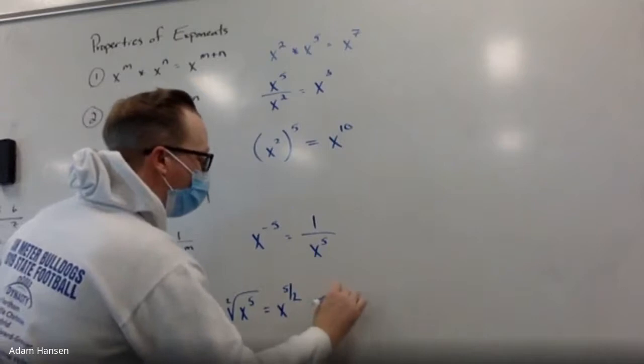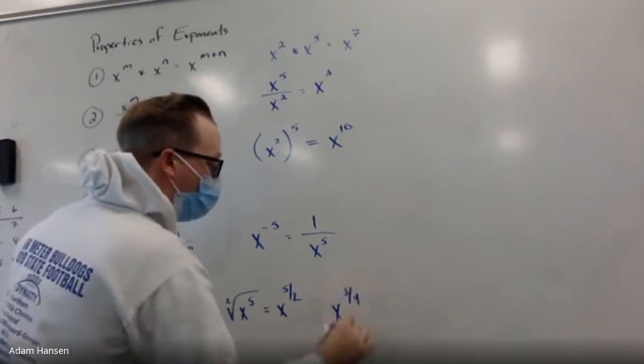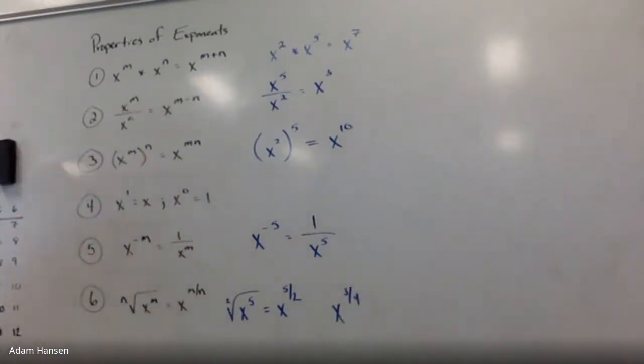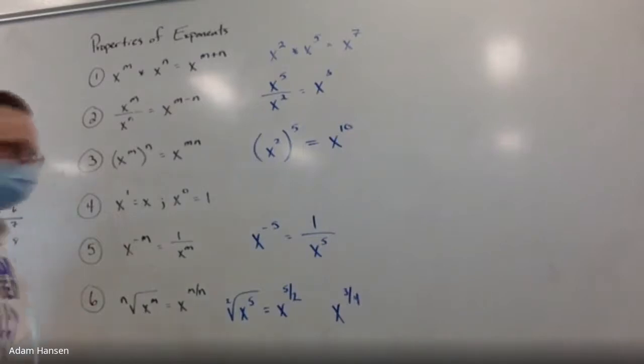How about x to the 3/4? What would that be as a radical? Is it the 3rd root or the 4th root? The 4th root of x. You bet.